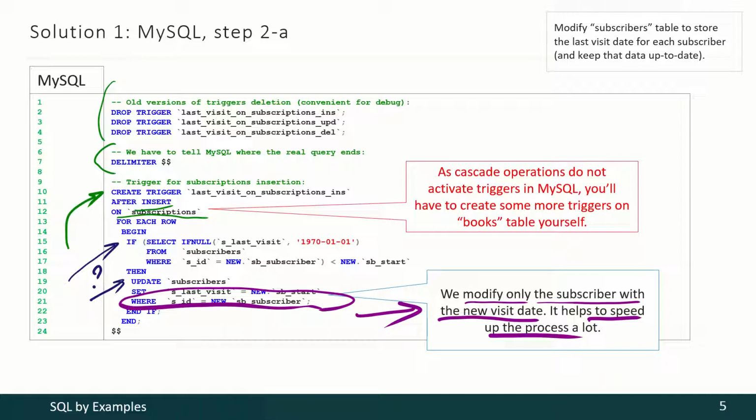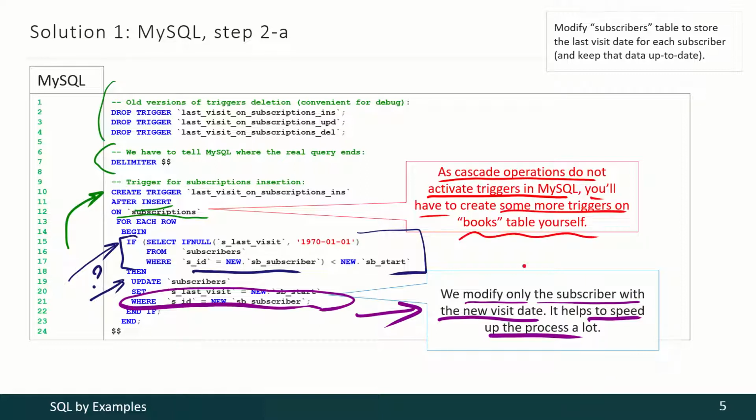We only need to perform that update if the new visit date for a subscriber is greater than the previous one. And of course, as cascade operations do not activate triggers in MySQL, you'll have to create some more triggers on the books table yourself. But why this table? That's because if a book is deleted, some information may be deleted from the subscriptions table, and those records may contain the latest dates for some subscribers.